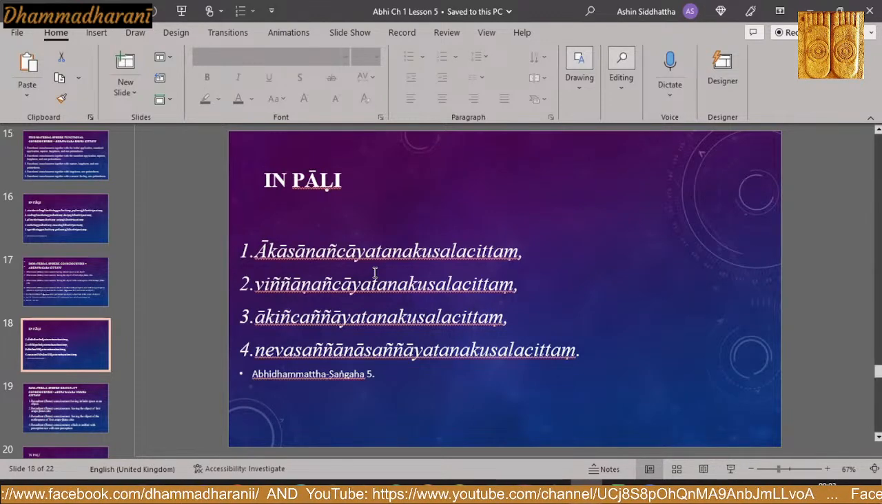Akinchanyayatana is derived from Natthi Kinchi. That means, simply, nothingness. Therefore, we name this chitta Akinchanyayatana Kusala Chitta. Neva Sanya Na Sanyayatana Kusala Chitta. Here, neither perception nor non-perception. Don't be afraid of these Pali terms. You will learn them again and again, and they will become familiar to you.